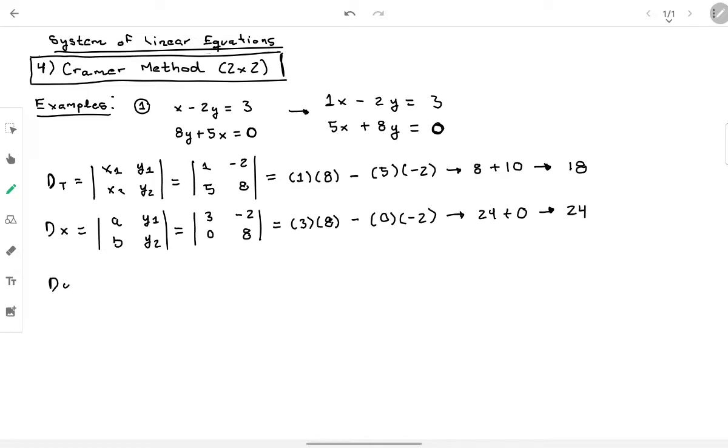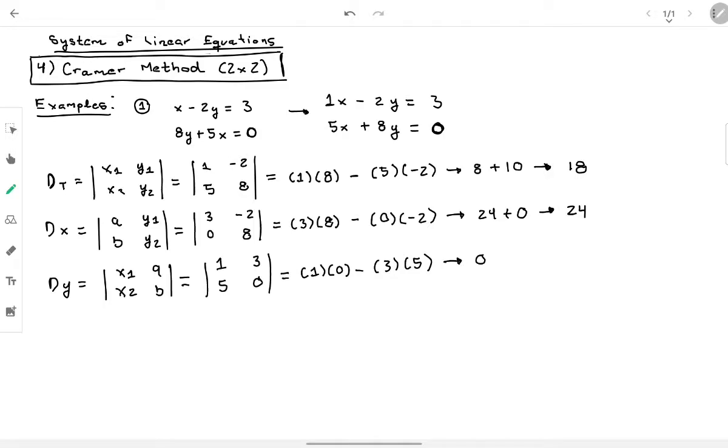The determinant of y, instead of putting the y, we will put the values that are after the equal sign. So it's going to be 1 and 5. The other one will be 3 and 0. So it's going to be 1 that multiplies 0 minus 3 that multiplies 5. And it's going to be 0 minus 15. So it's going to be minus 15.